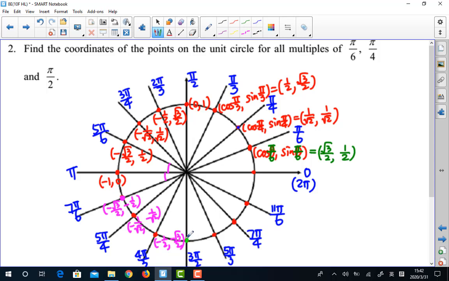3 pi over 2, this point is a special one. But you can also think about this point as a reflection image of pi over 2 over the x-axis.